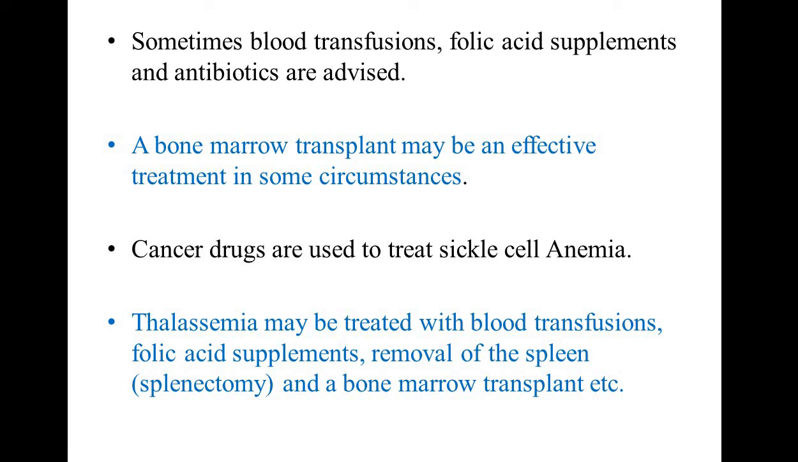Thalassemia may be treated with blood transfusion, folic acid supplements, removal of the spleen, that is splenectomy, and bone marrow transplant, etc. That means the way the patient is treated depends upon the causes of the anemia.